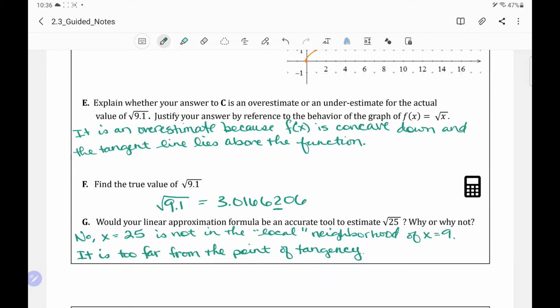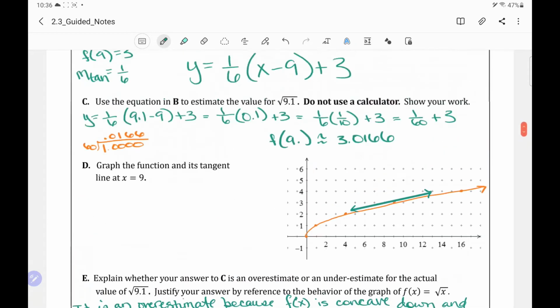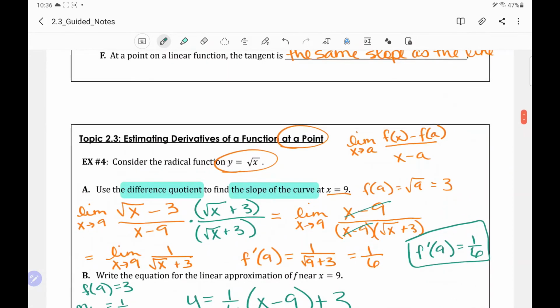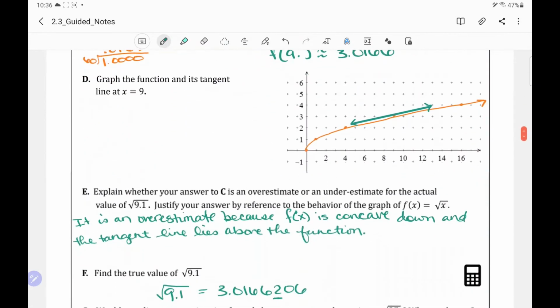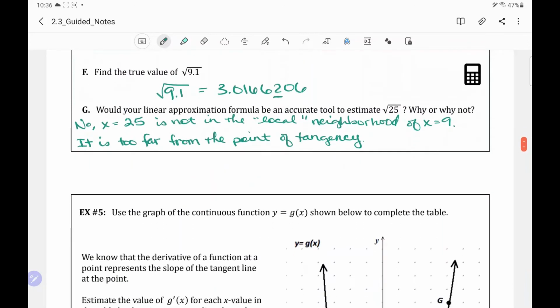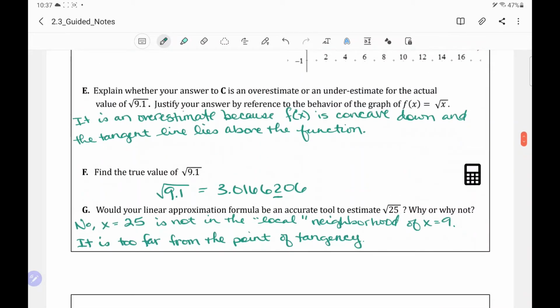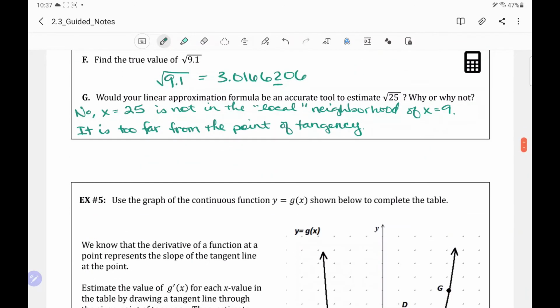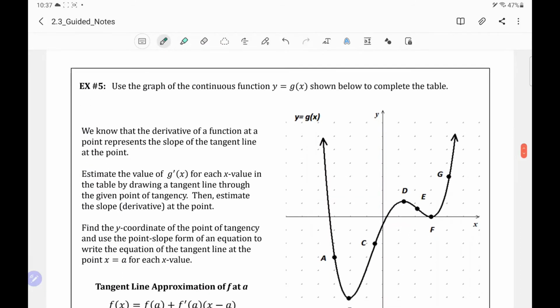Remember, the point of this whole lesson is linear approximation. You have to be in a sufficiently small neighborhood at a point. This entire problem that we did on this page was at x equals 9. 9 and 25 are pretty far apart. That would definitely not be considered a local neighborhood, okay? Let's go to example number 5 now.